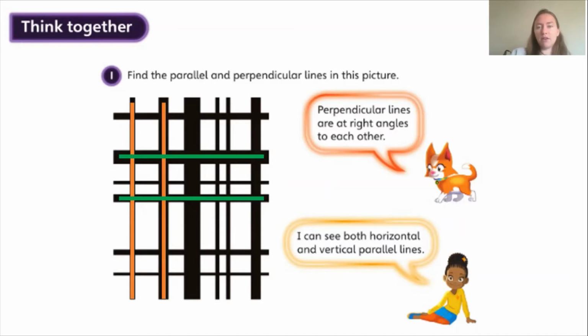Perpendicular lines are at right angles to each other. So an example of a perpendicular pair of lines would be this top green line here and this orange line here. You could also have this green line and this orange line here. They join each other at right angles. I'm not entirely sure how many there are in this picture because there are loads. So well done if you found a few pairs of parallel or perpendicular lines.